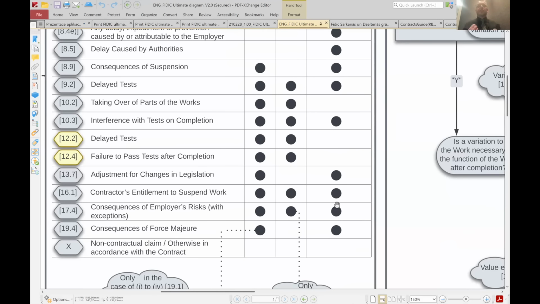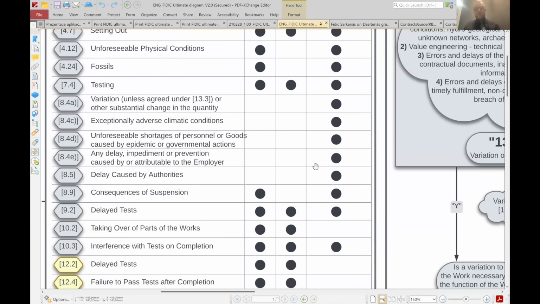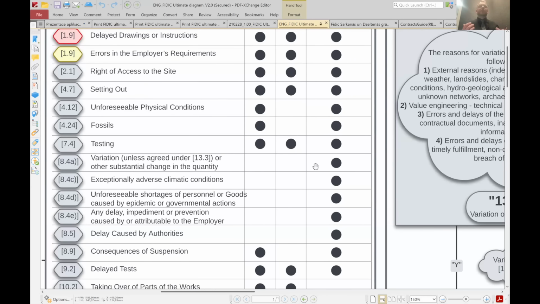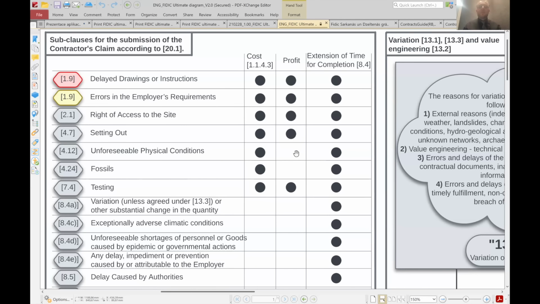Because the FIDIC is not just black and white. The FIDIC is not just about ones and zeros. There is always a solution somewhere in between. And FIDIC is pointing that out with a few of these risks that are not just 0 or 1, everything or nothing, but it's even making it possible to claim a few of the things with a shared risk. So if there is one bubble missing, that means it's a shared risk between the contractor and the employer.